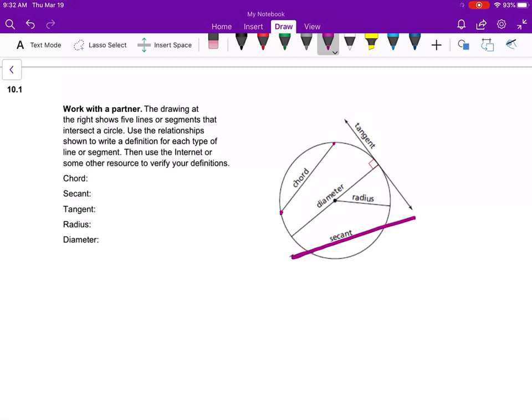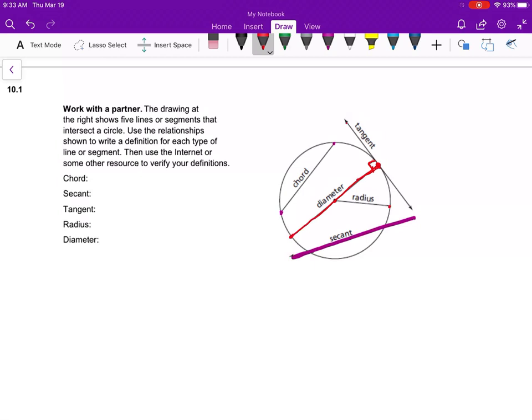Tangent lines are special. We're going to do a lot more tangent lines. But notice a tangent line touches the circle at one spot and it is perpendicular to the diameter. Okay, so a diameter, that's first a radius. A radius goes from the center of the circle to the outside of the circle, and it's just a little segment. And then a diameter is a segment that goes from one end of the circle all the way to the other end of the circle, and it must pass through the center.